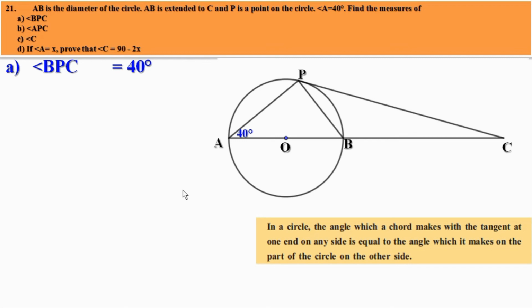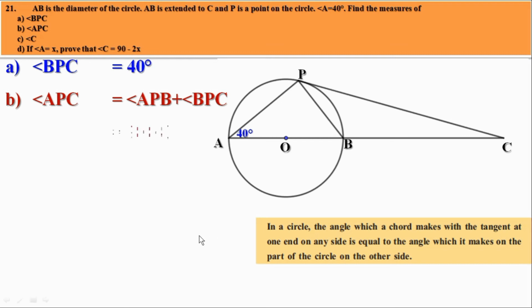Now we have to find angle APC. It can be written as angle APB plus angle BPC. Now what is angle APB? Given that AB is a diameter, therefore APB equal to 90 degree. And we have already got BPC as 40. So angle APC equal to 130 degree.